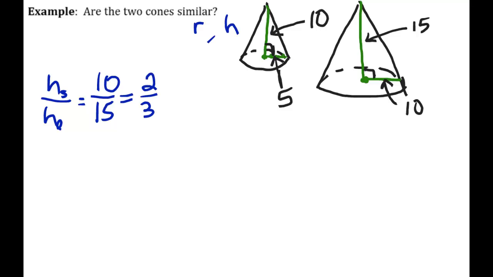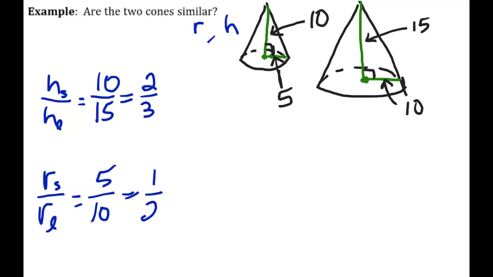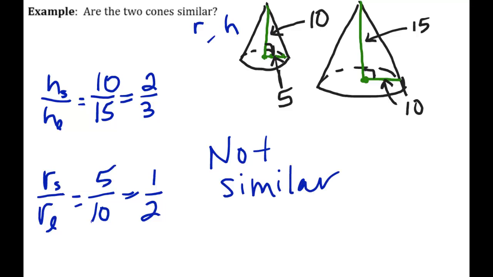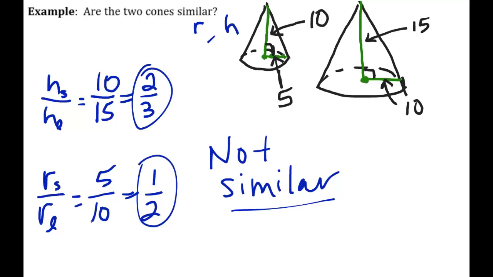Now let's look at the radius. The radius of the smaller over the radius of the larger. The radius of the smaller is 5, and the radius of the larger one is 10, and that is 1/2. And so these are not similar. The ratios of the linear measures here, the height and the radius, are not the same. And so these are not similar.